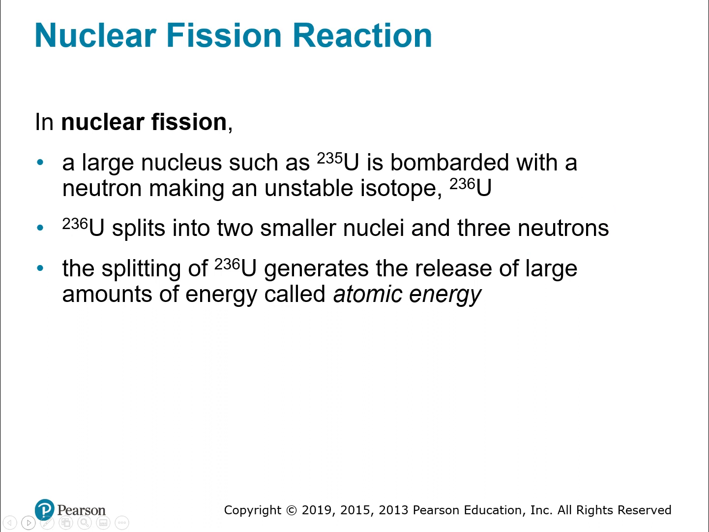Nuclear fission. That's when you take a large nucleus like uranium-235 and you bombard it with a neutron and you make an unstable isotope. That isotope then splits into smaller nuclei and you make more neutrons. And those neutrons will then bombard more of the uranium-235 to create more unstable isotopes that will then release more neutrons, so on and so forth. You end up releasing a large amount of energy called atomic energy.